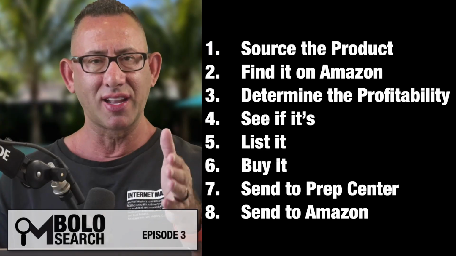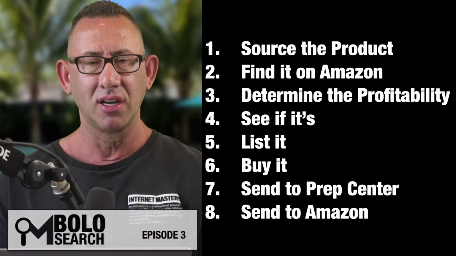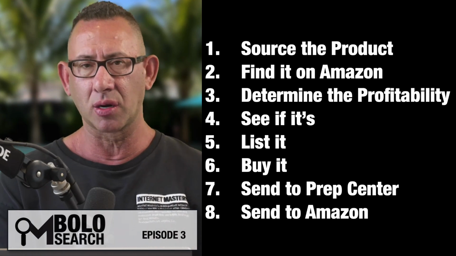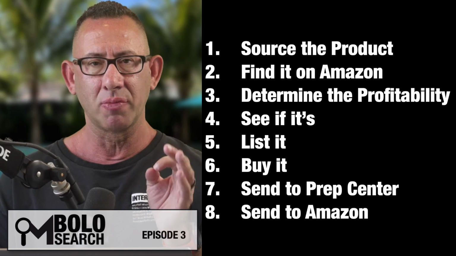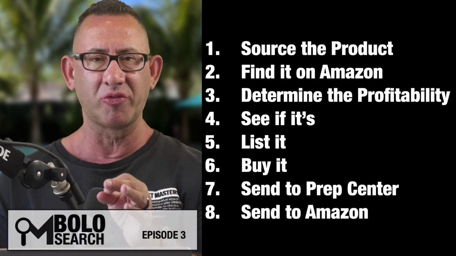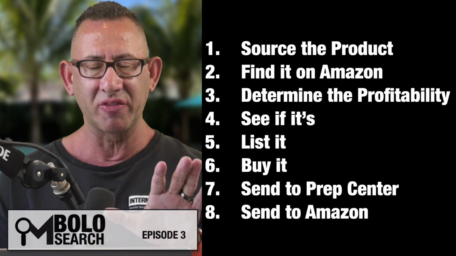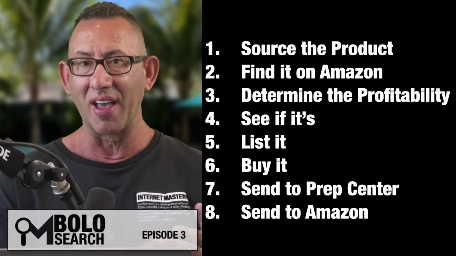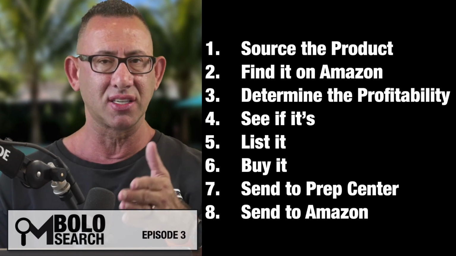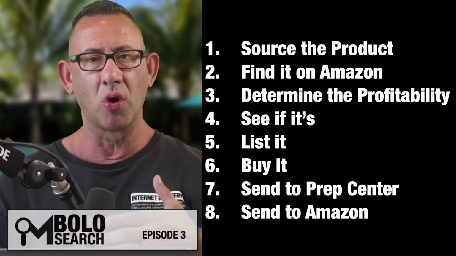And we have a formula in Internet Mastery that's very straightforward. I'll share it with everybody so you understand what you need to do. So here it is. Step number 1 is source the product. Step number 2 is make sure it's on Amazon. Step number 3, determine the profitability. And step number 4, make sure it's selling. Step number 4A is list the item before you buy it. Step number 5 is buy the inventory. 5A is send the item to your house or to the prep center. And step number 6 is send the item to Amazon for fulfillment.